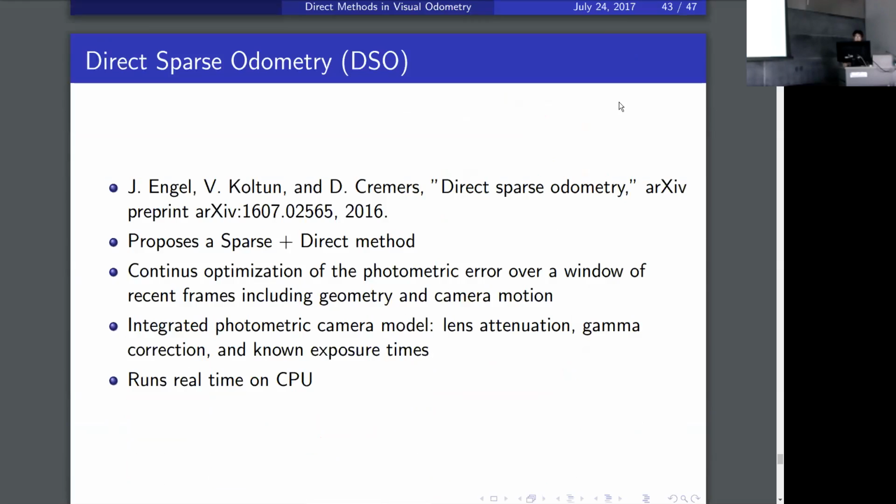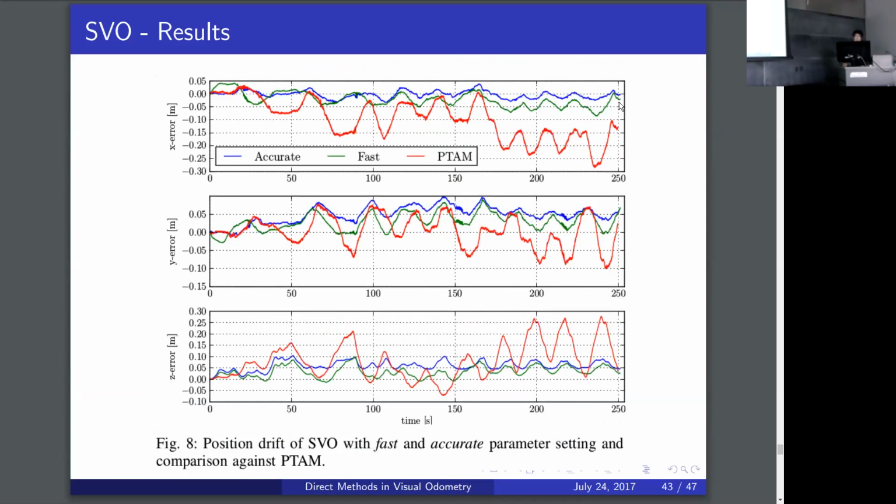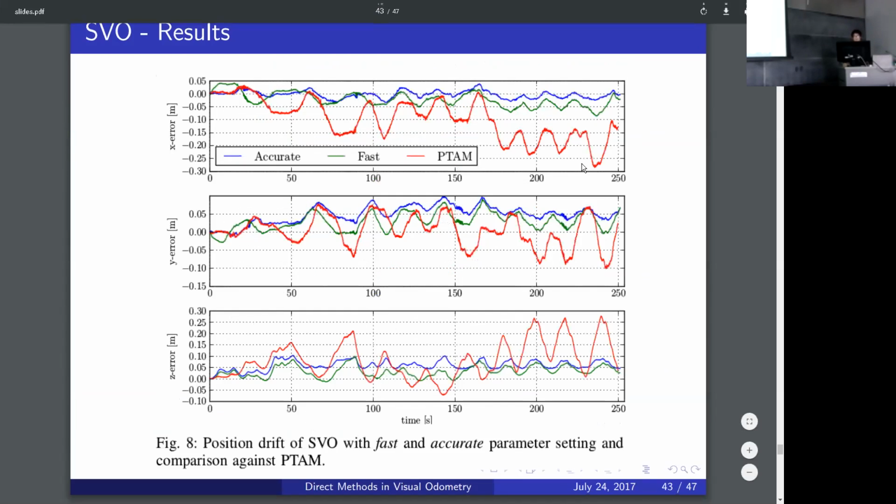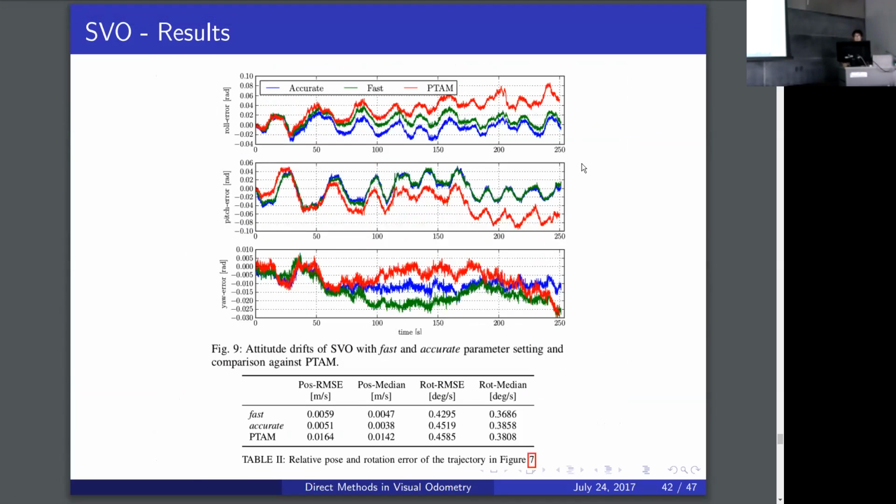A bit off topic, why do they not just plot the absolute distance? They probably did, but I just think... So this is over time. But they didn't do it.